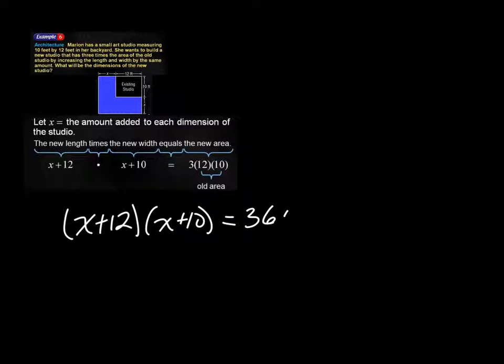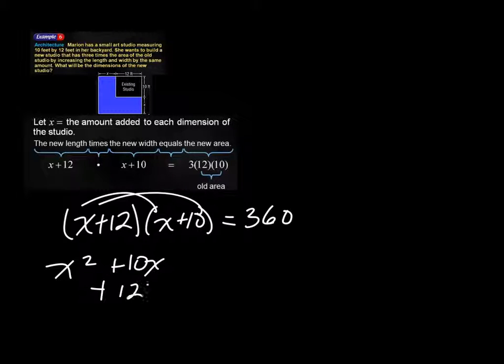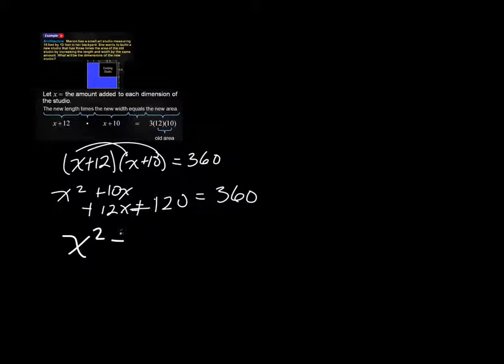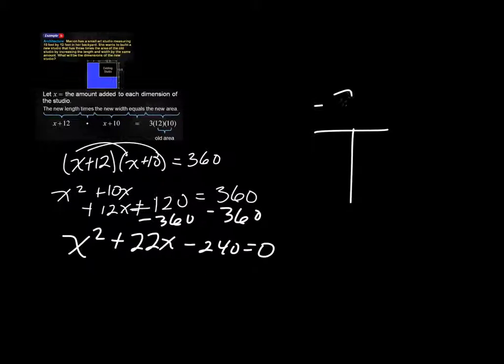equals 360. So FOIL it out, x squared plus 10x plus 12x plus 120 equals 360. So x squared plus 22x, I'm going to subtract 360 from both sides. So minus 240 equals 0. So I need factors of negative 240.